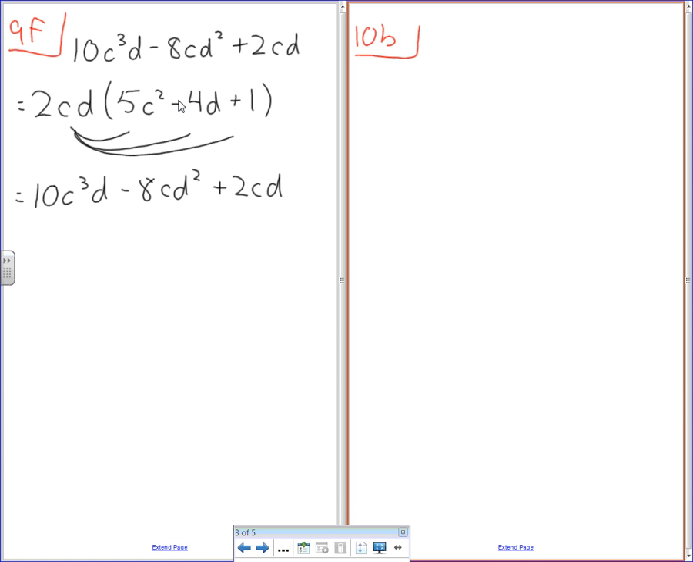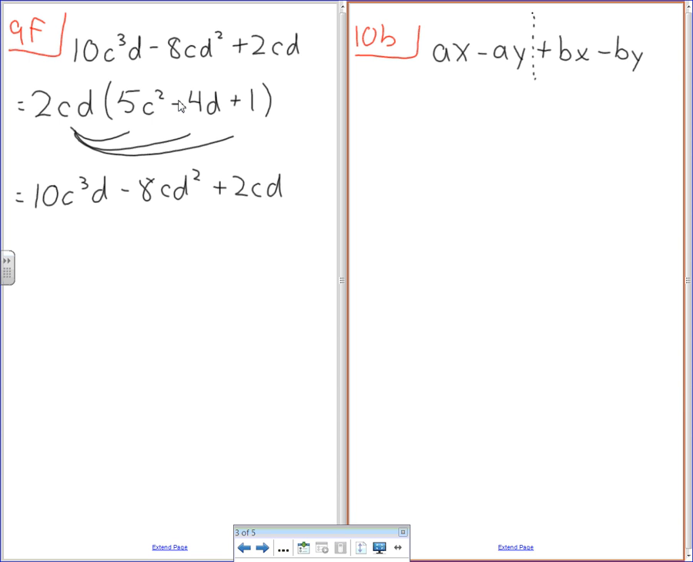AX minus AY plus BX minus BY. All right, this again is wonderful, wonderful, wonderful factoring. All right, Cassie, I'm going to start with you. What I'm going to do here, and you're going to help me, I'm just going to put a little dotted line down the middle of the page.